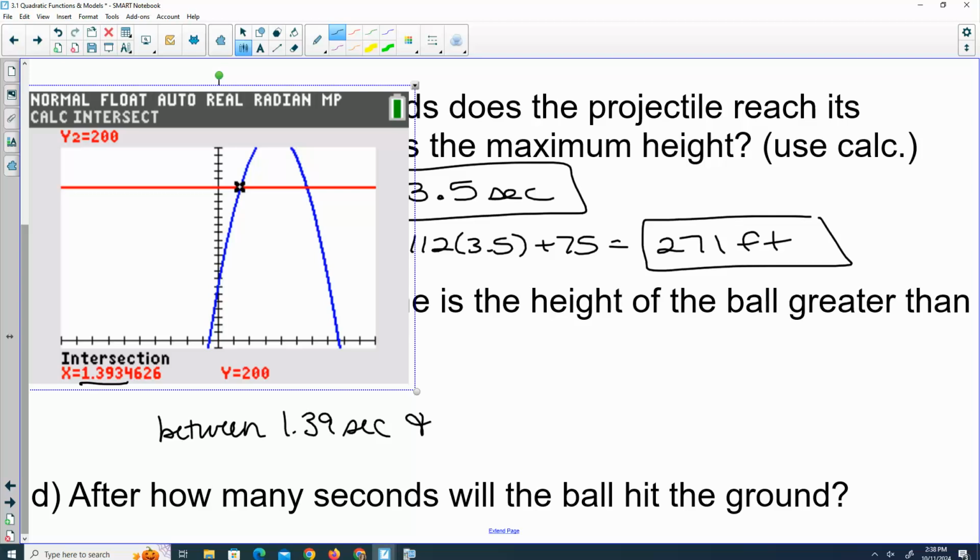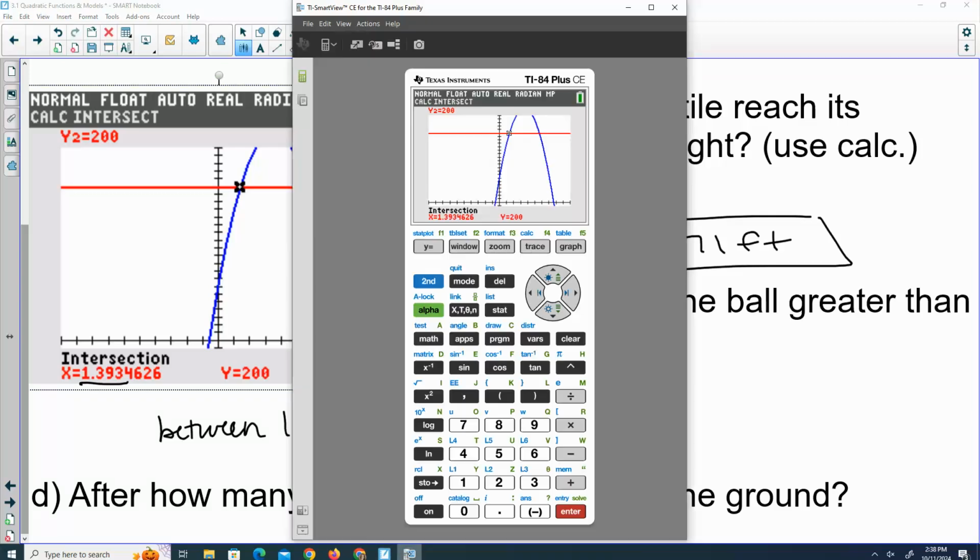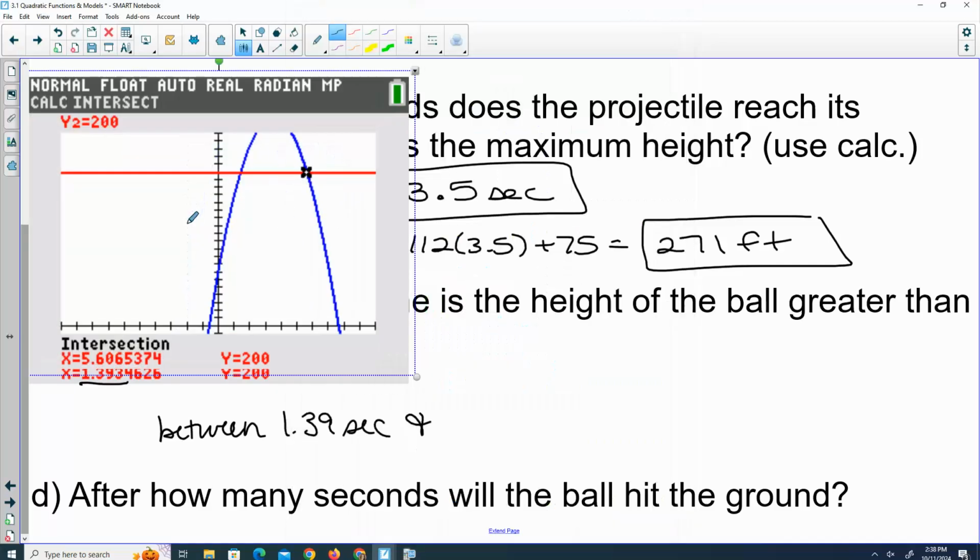And so then, if you want to find the other one, you just have to repeat that. So you go second, trace, intersect. First curve, just hit enter, second curve, hit enter, and then you can move over to get your next point. Enter. And so it tells us that intersection is at 5.606. So between 1.39 seconds and 5.61 seconds, my height is over 200.